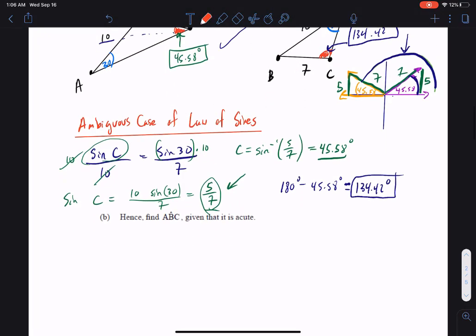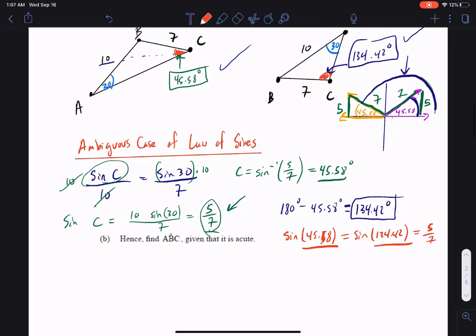The sine of 45.58 is equal to the sine of 134.42. They both have the same sine ratio, 5 over 7. If I do the sine inverse of 5 over 7, it's only going to give me this one, but there's still this one that's possible. You find it by subtracting the first one you got from 180, if that makes sense to you.